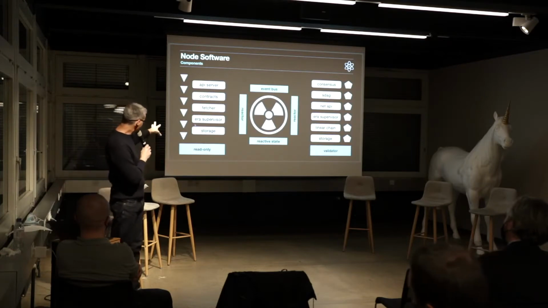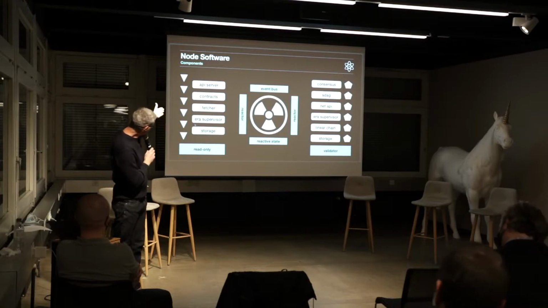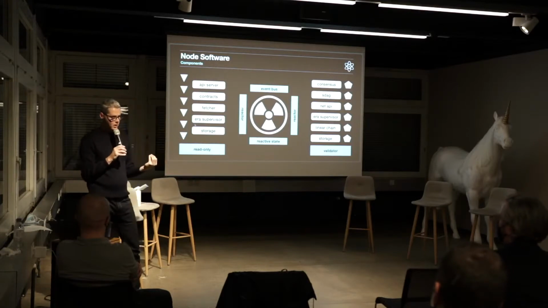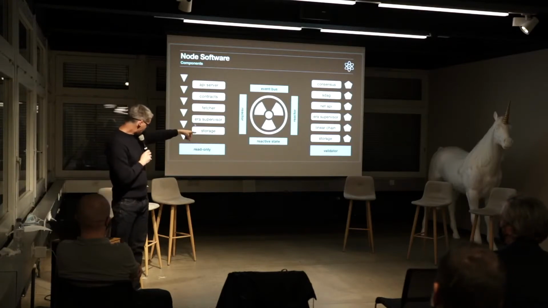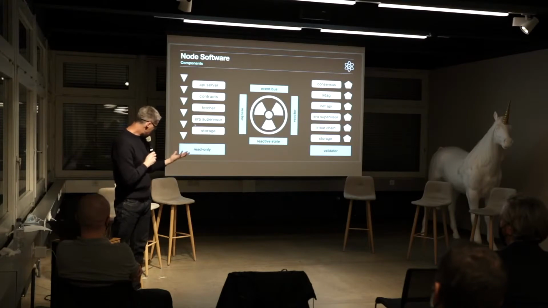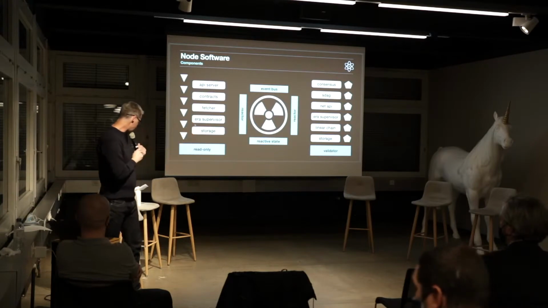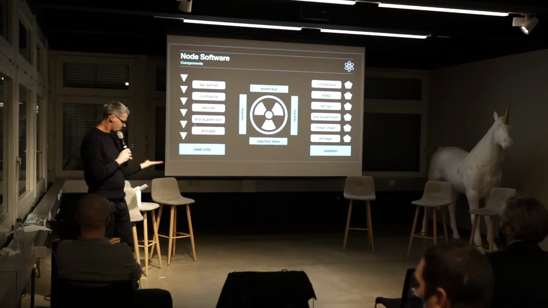So if you're in a read-only setting, I've just outlined a set of components here: API server, contracts, fetcher, etc. That's a set of components that are active when you're running in read-only mode. In validator mode, you have other components that become active: consensus, era supervisor, linear chain, for example. Storage is a component that's there regardless of the mode you're running in.